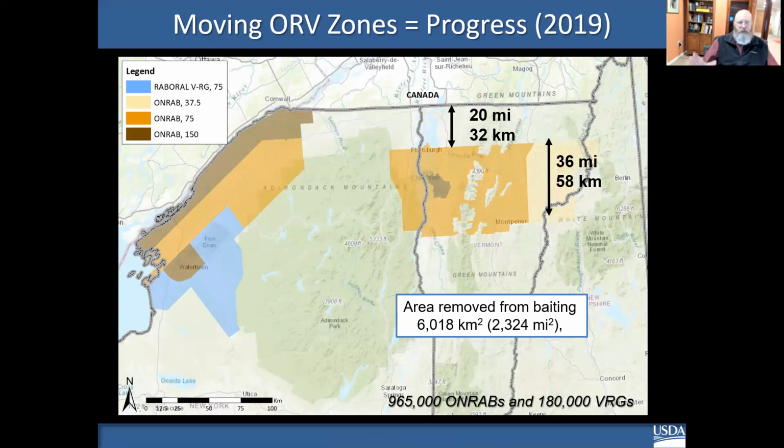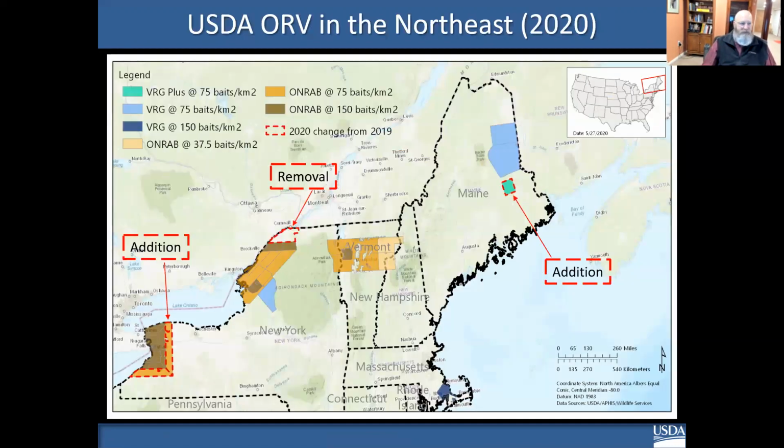We've also been moving zones recently. In 2019, we made a significant move of moving the zone off the border with Canada, Quebec, and Ontario. And actually, that was in close collaboration with our partners to the north. And then in 2020, we removed an additional part of that zone along the border with Ontario and Quebec.